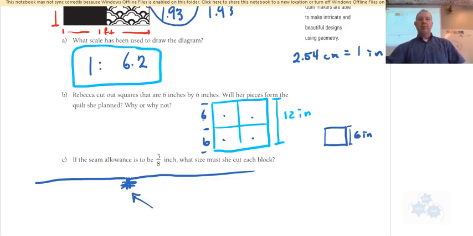So this is what you're writing down. If Rebecca uses the 6-inch by 6-inch squares, she can make a quilt, but the blocks will be slightly less than 12 inches because you have to overlap the blocks to sew them together. So that's what you're writing down. It doesn't have to be word for word, but if you understand what I've said, you can write that down in your own words.